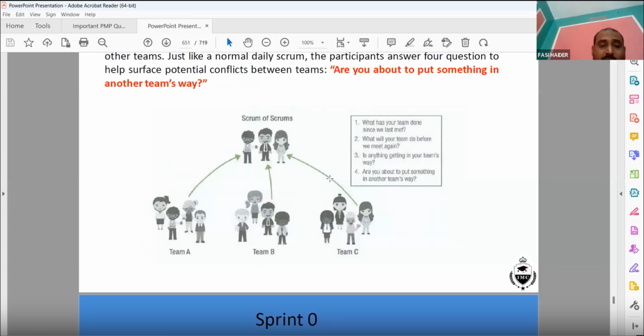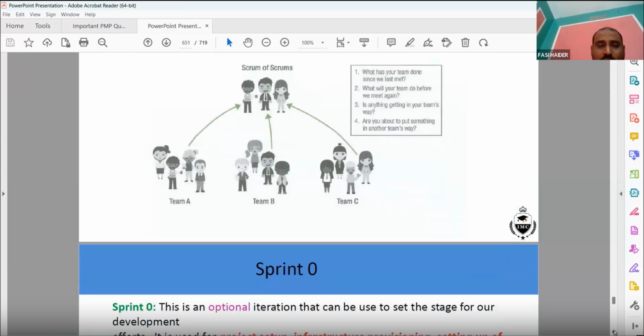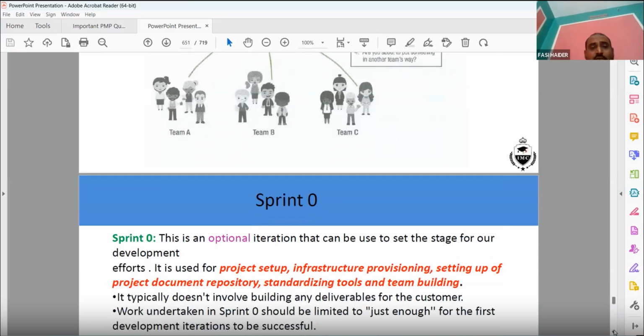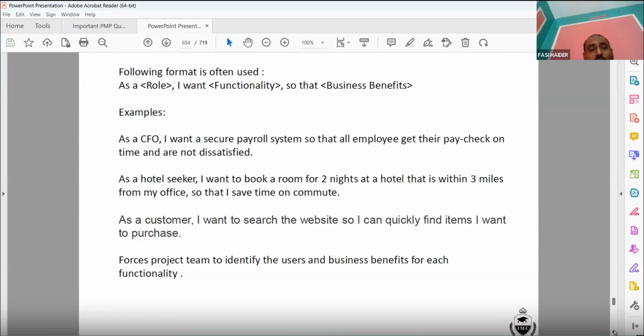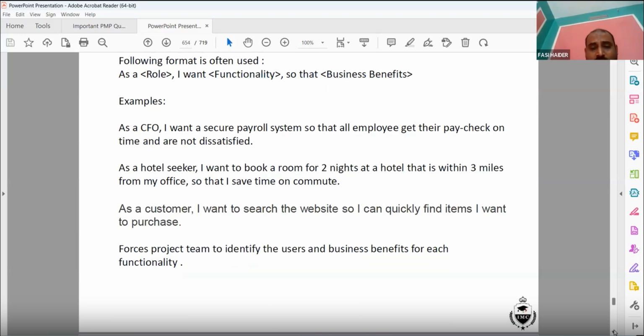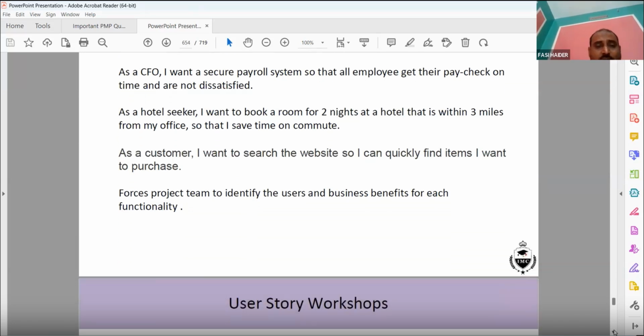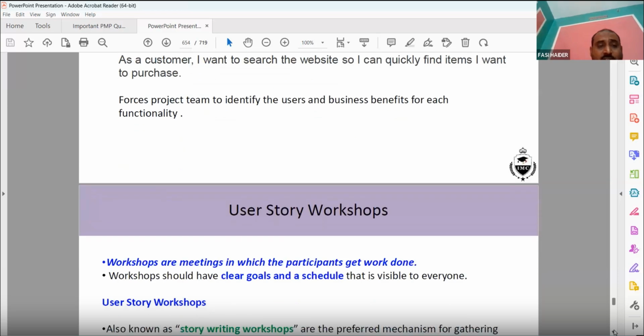They ask, what does your team need? Anything you need from team B or C, or what is the thing that is stopping you? What did you do, and other things. Then we use user stories, because when you are building software, you are building it through a concept. So it's like a story. As a customer, I want to search the website, so I can find items.